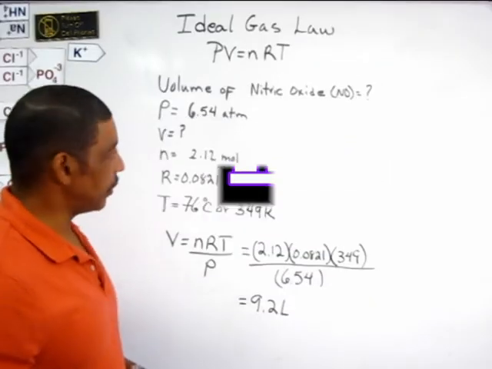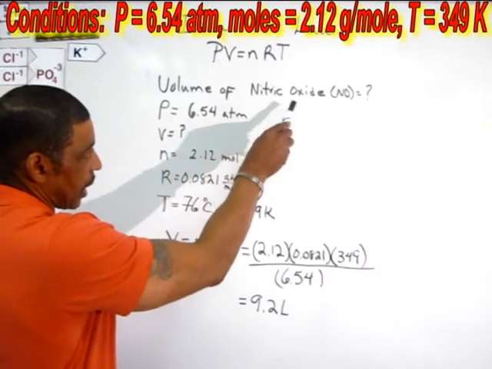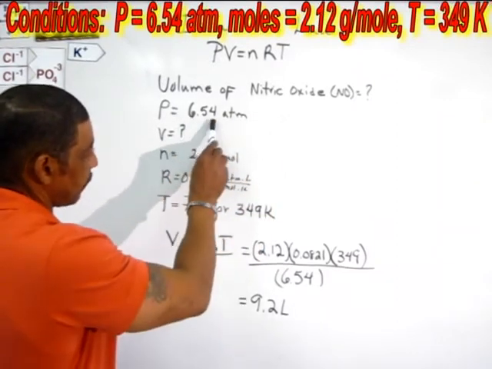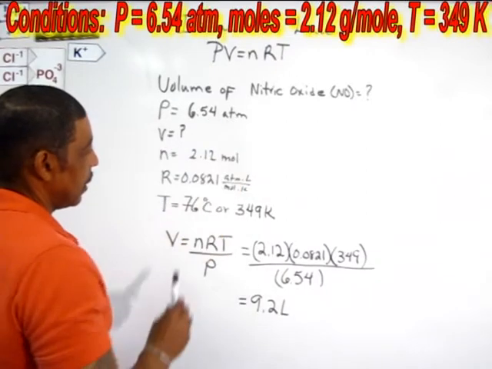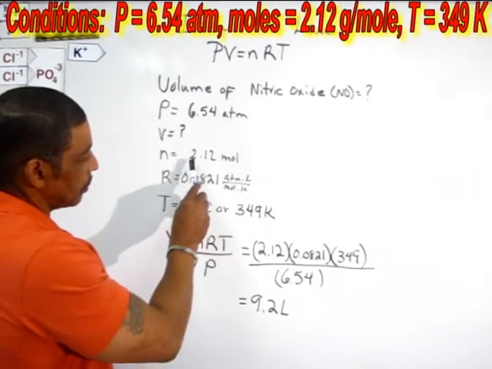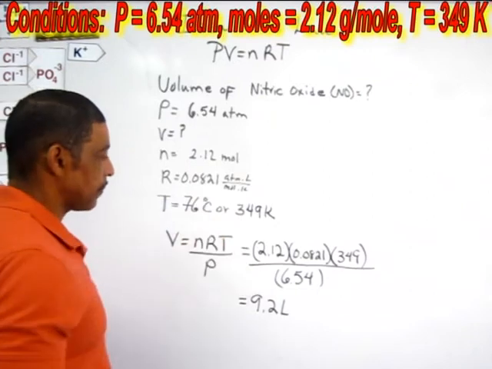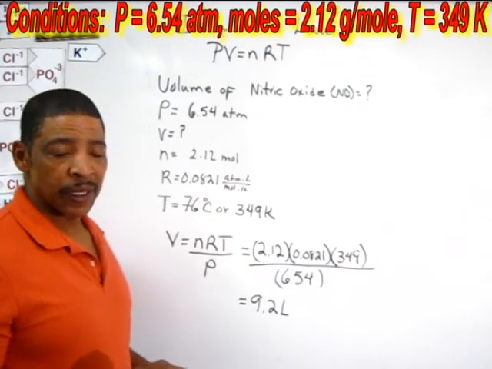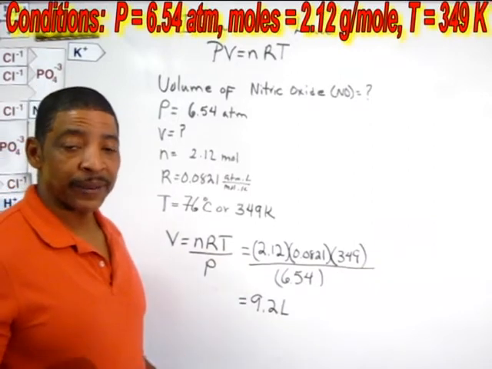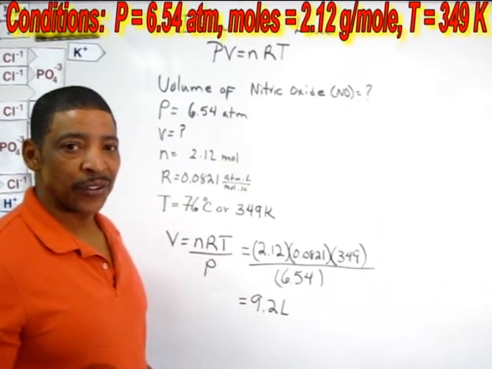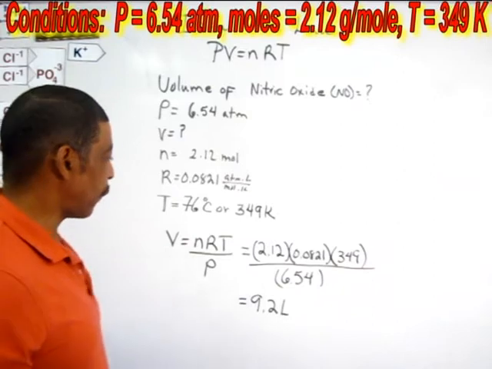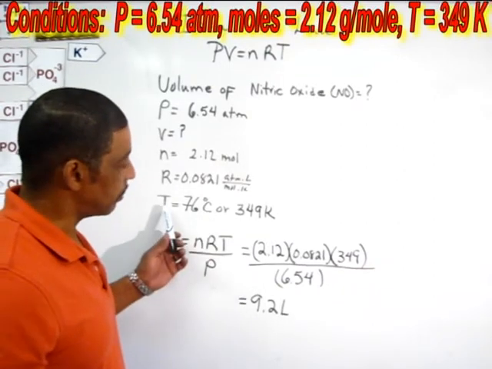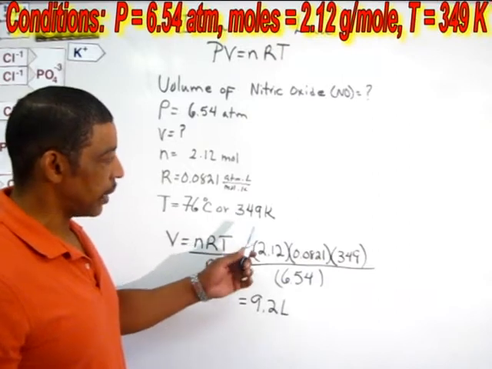In this problem, we're seeking the volume of nitric oxide, or NO. We're given a pressure of 6.54 atmospheres, and the moles will be 2.12 mole. And the temperature is given in degrees Celsius. However, remember, you may not perform gas law calculations using Celsius temperatures. Therefore, the Celsius must be converted to K. So the T will be 349 K.